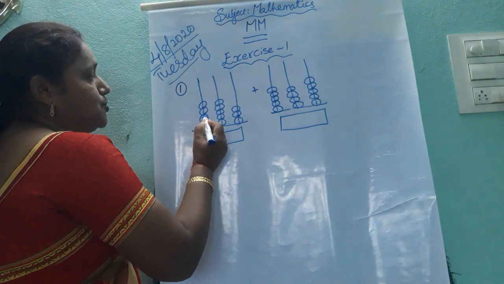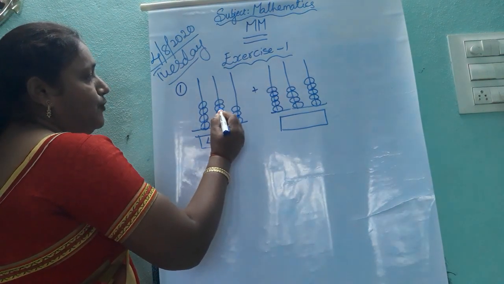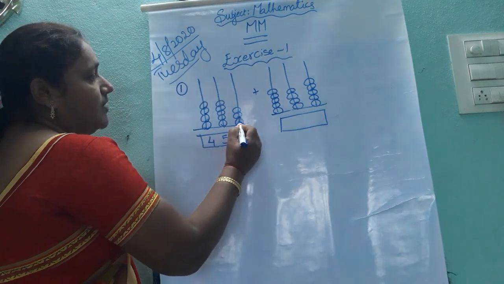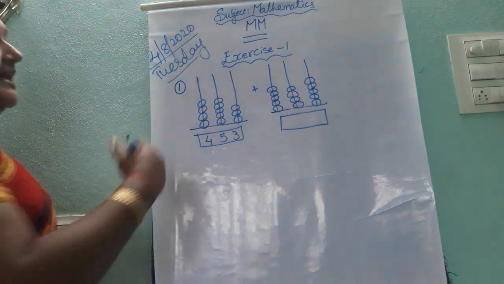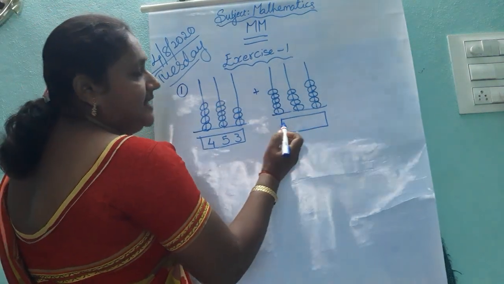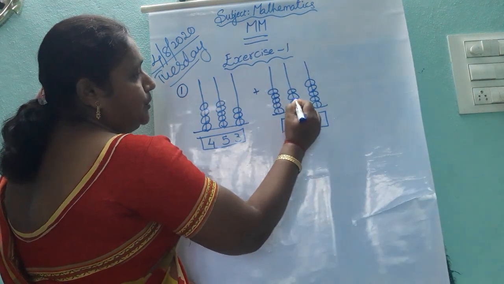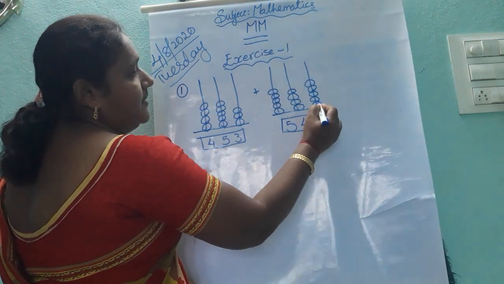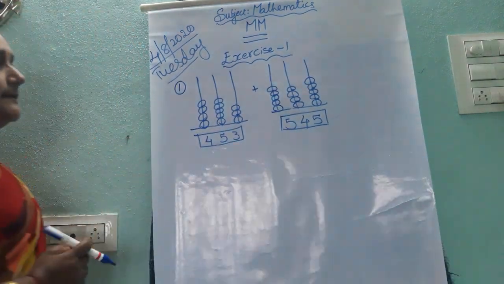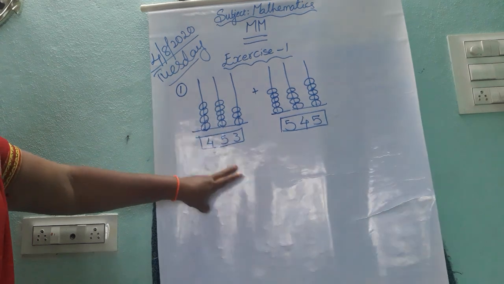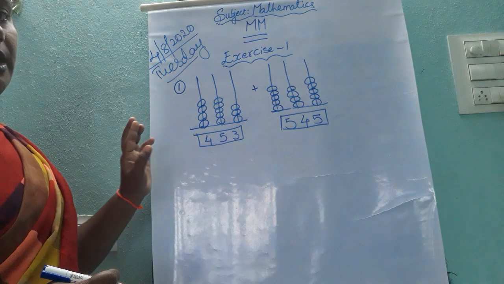See here 1, 2, 3, 4. So 4 in the hundreds place. Next 1, 2, 3, 4, 5. Next one 1, 2, 3. So the number is 453. Next one, go through the next one. How many beads are given? 1, 2, 3, 4, 5. And the next one 1, 2, 3, 4. And the next one 1, 2, 3, 4, 5. So what are these two numbers? 453 and 545.